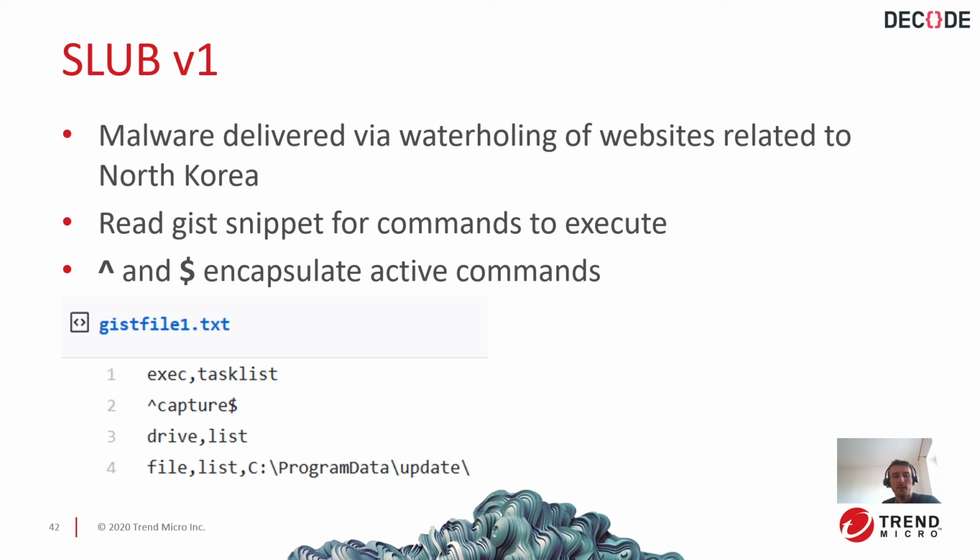There is a list of self-explanatory commands: exec task list lists currently running processes, capture is for taking a screenshot, drive list is a list of disks, and file list is a list of files in a given directory. You can see there are two symbols, the caret symbol and the dollar symbol, and they decide which commands are activated and which are not. So in this case, only the capture command is activated.